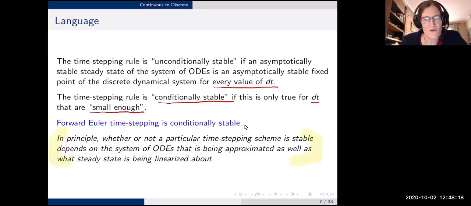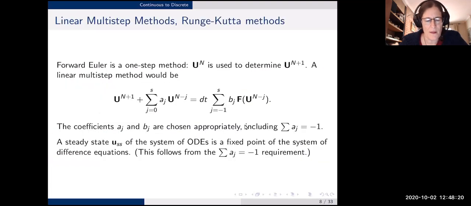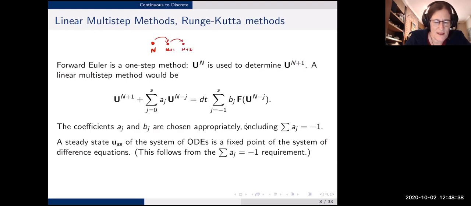So far I just talked about forward Euler. What forward Euler does is, given a current solution, it generates the next solution. And given that, it generates the next solution. And given that, it generates the next solution. It's very simple and easy to code, but it's not the most accurate thing.